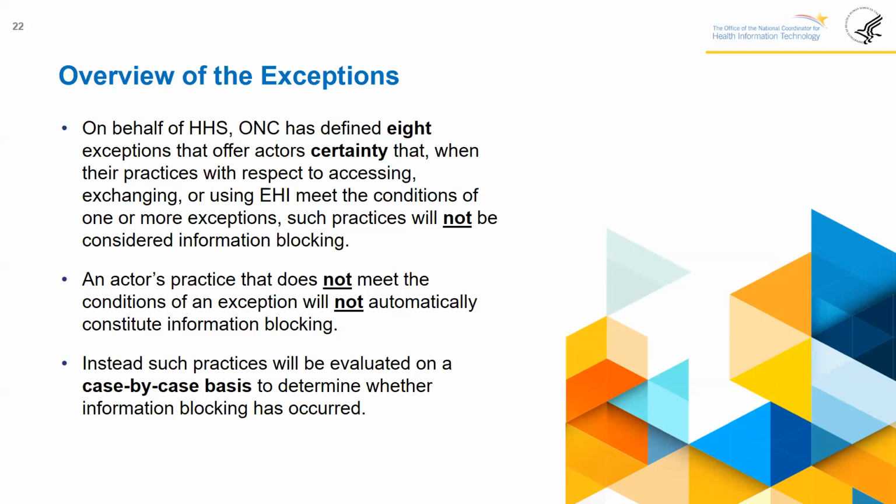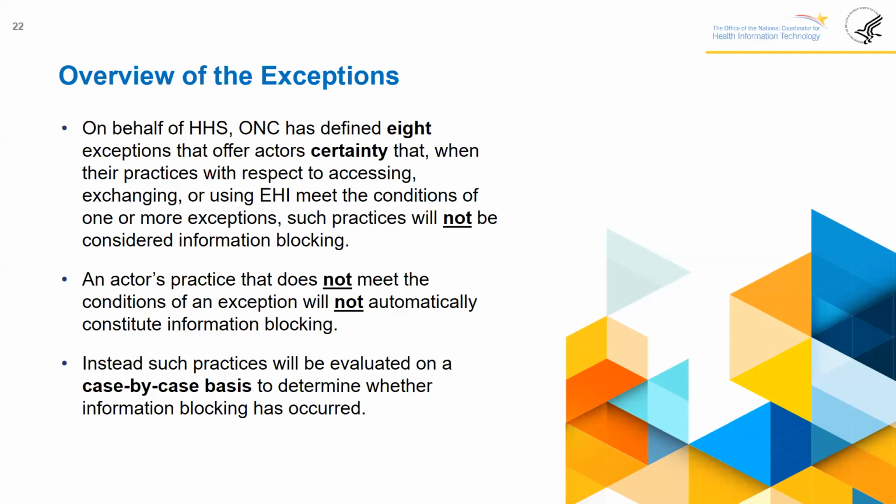And to achieve this goal, we've structured each exception with a number of conditions or requirements that are tailored to meet our objectives. All right, so at this point you might be wondering, how do the exceptions work? We've defined 8 exceptions that benefit actors by offering them certainty that when their practices with respect to access, exchange, or use of EHI meet the conditions of one or more exceptions, so you only need to meet one, such practices will not be considered information blocking.